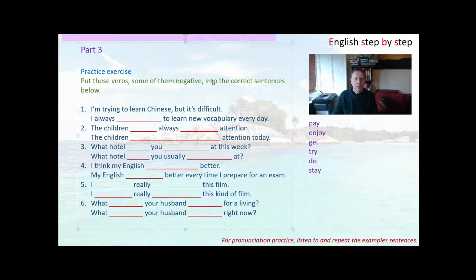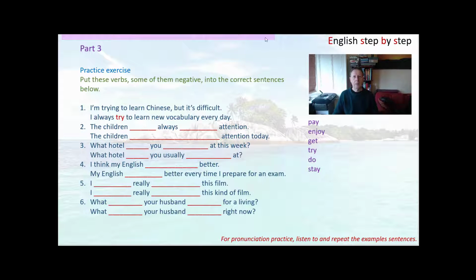Now the second one, I always something to learn new vocabulary every day. Well, this is talking about a repeated activity or a habit. So in this case, we need to use present simple, and we can use the same verb, try. Now, in the second example, we have the word attention. And with the word attention, the only verb you can use is pay, to pay attention. And in this case, we have the adverb always. So we're talking about a repeated action. So we need to use present simple.